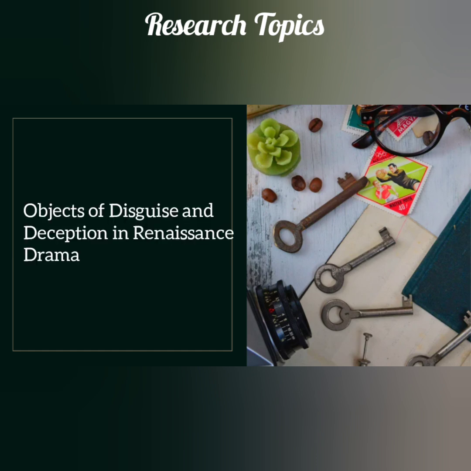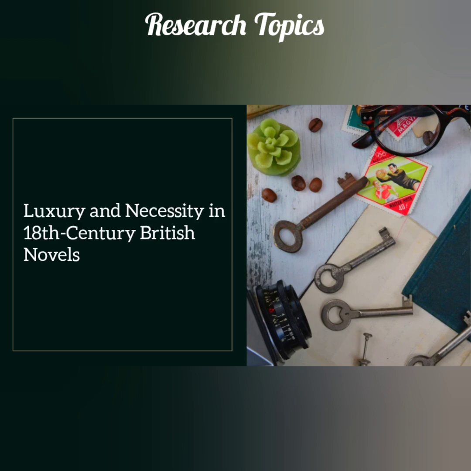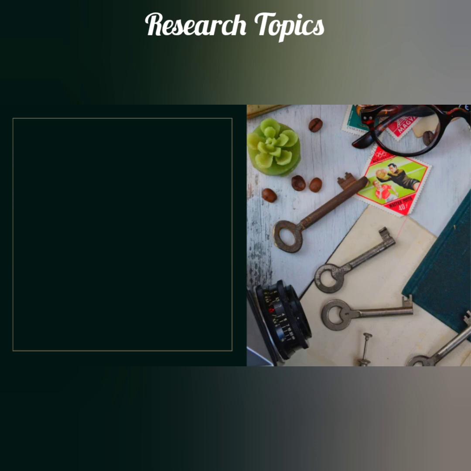Next, objects of disguise and deception in Renaissance drama. Examine how objects such as masks and costumes facilitate themes of identity and deceit in Renaissance plays. Next, luxury and necessity in 18th century British novels. Study how literature of this period contrasts luxury and basic needs to highlight class tensions and moral lessons.